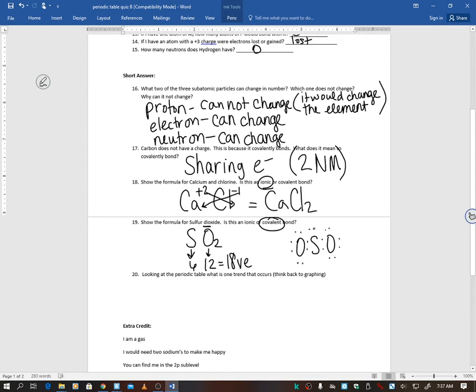So I asked the kids, is everything okay? They were like, no, sulfur is not happy. So they take and they share. You cannot just take and give because then oxygen wouldn't be happy, right? So you take and share.